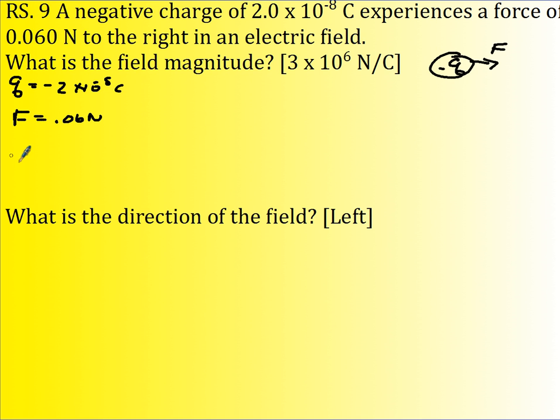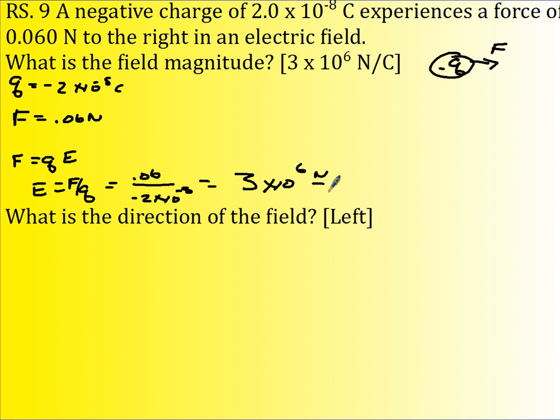Well, I know the relationship between force, field, and charge is F is QE. So E has got to be F divided by Q. So it's 0.06 newtons divided by negative 2 times 10 to the negative 8. Now they ask for magnitude, so I can drop the negative sign. And I'm going to get 3 times 10 to the 6 newtons per coulomb.